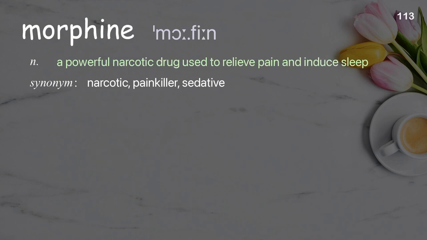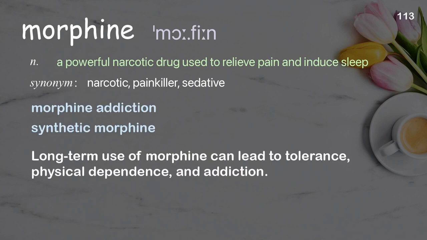Morphine. A powerful narcotic drug used to relieve pain and induce sleep. Examples: morphine addiction, synthetic morphine. Long-term use of morphine can lead to tolerance, physical dependence, and addiction.